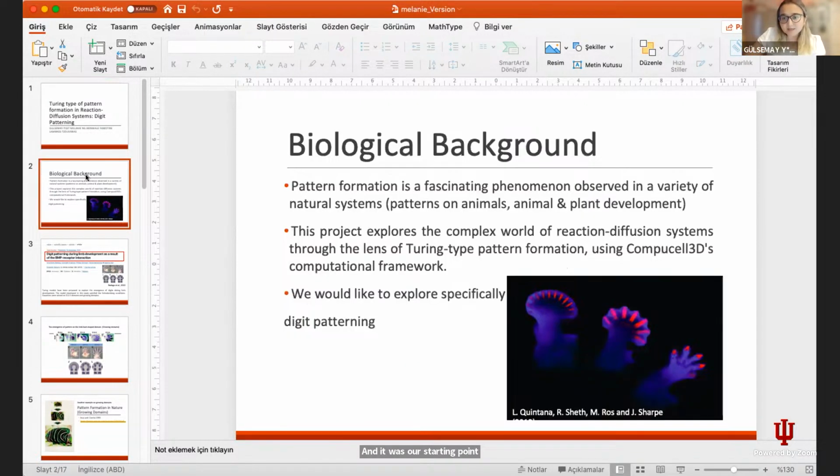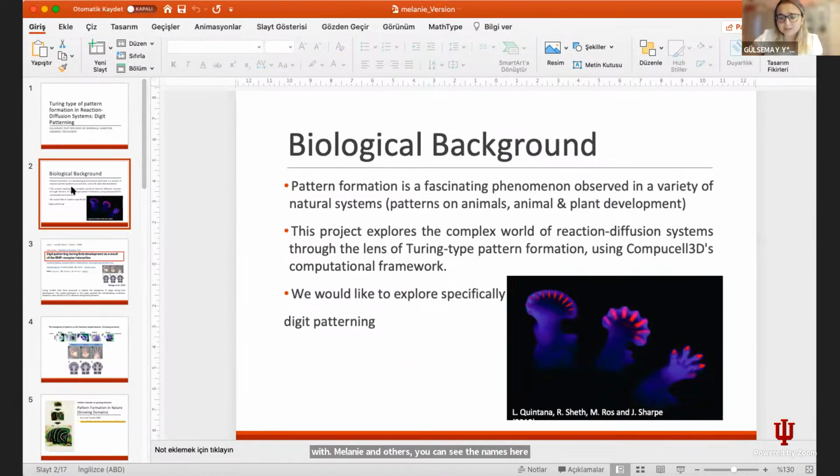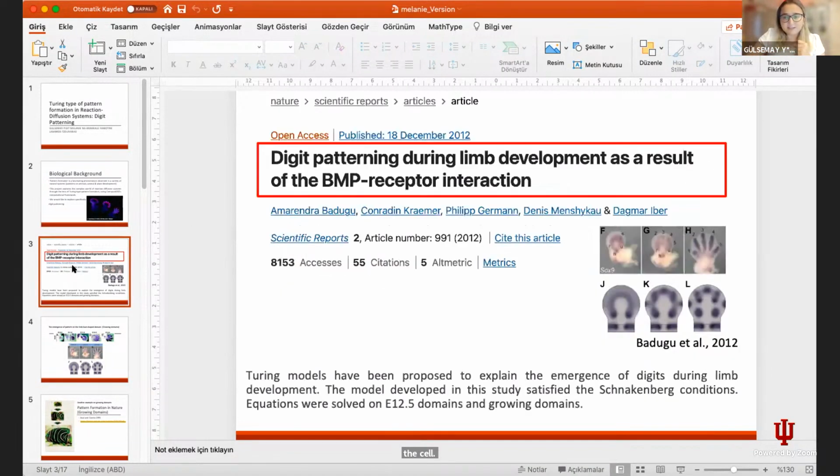And yesterday with Melanie and others, you can see the names here, we had some chat, and we could say that we can also try to explore the digit kind of patterning, because there is a stripe type of patterning in this case. And we asked the question: can we simulate, can we track the pattern formation on CompuCell? We have the initial paper here. We also put this slide in the teaming shared folder. In our shared folder, you can see it.